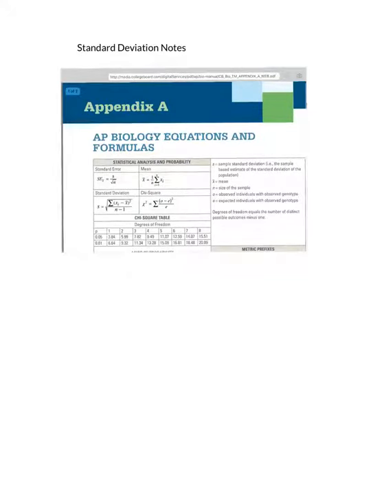Okay, so these are going to be standard deviation notes to go with the enzyme catalase lab, but you can use them actually for any lab that you do. Right now what I have up is the AP Biology equations and formula sheet. You should have a copy. This is a copy of what you will actually receive on an AP exam, but this is what you can also use for the lab.